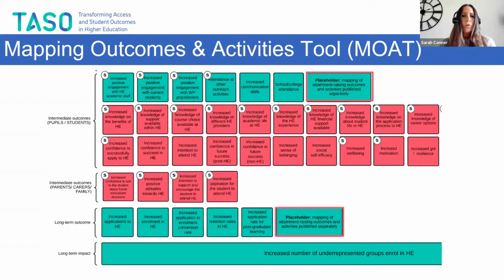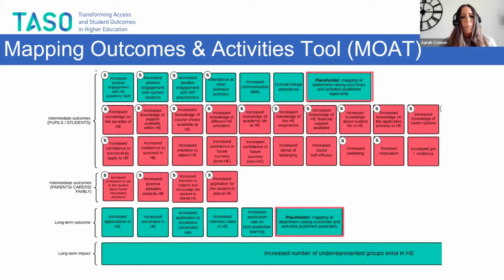But our greeny, turquoise colours are our behavioural outcomes. So these are things like attendance or communication skills. But we also have our non-behavioural outcomes, which tend to be psychosocial constructs that you'd measure with surveys. So, for example, self-efficacy or a sense of belonging. So those are represented in the pink and red colour.